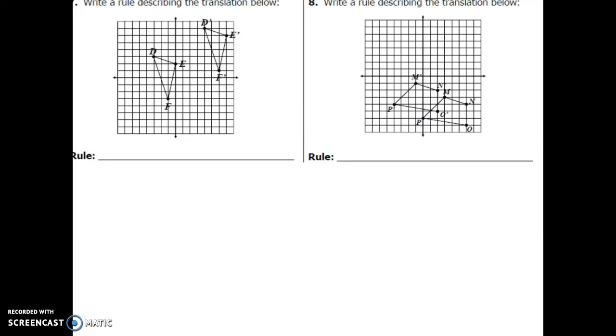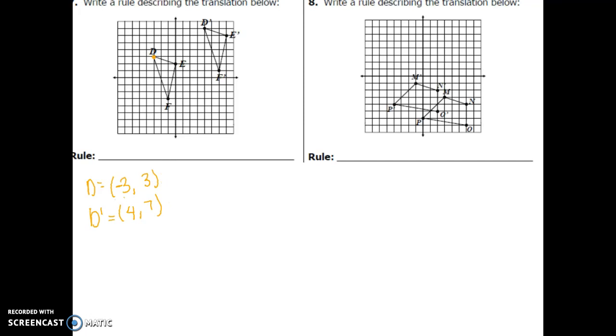So for my original figure, I'm going to start with D. So D was at 1, 2, 3. My x was 3, and then we went up 3. And that's negative because we went in the negative direction. And my D prime is located at 1, 2, 3, 4. And then 1, 2, 3, 4, 5, 6, 7.